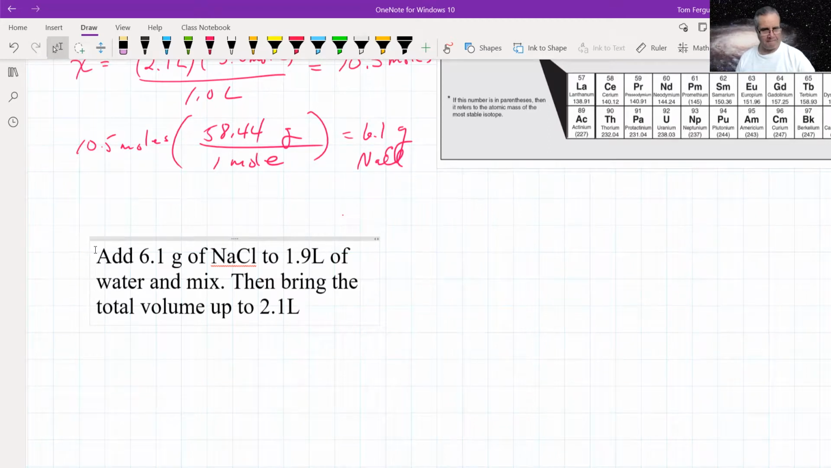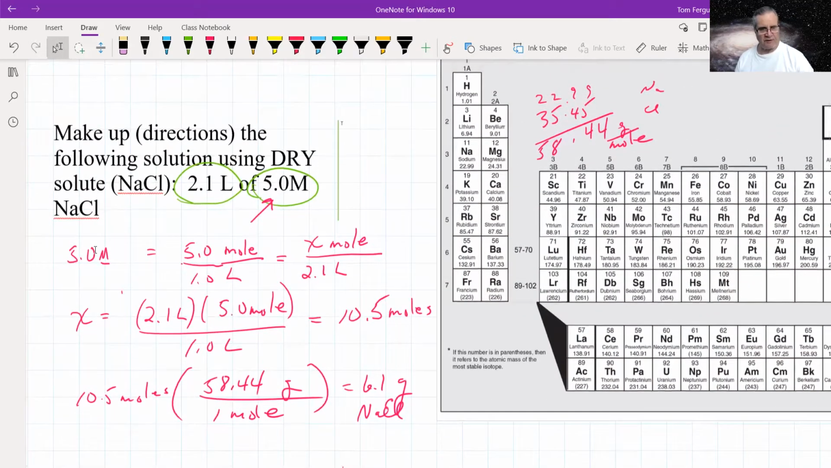Okay. So we're starting with a dry ingredient. How much do we add to get the final volume at a certain concentration?